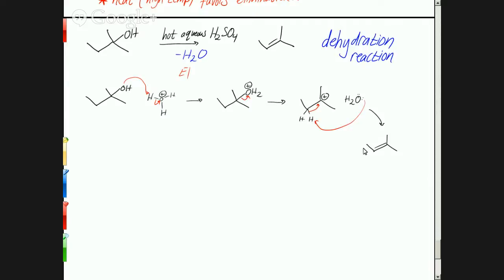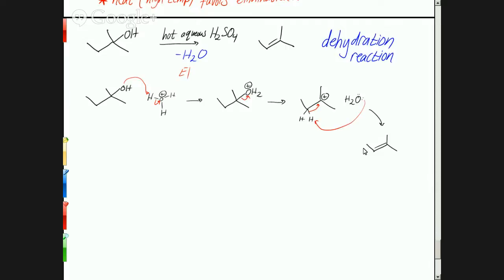So the only thing different about this from the other E1 reactions we've seen is that first step, when the OH has to get a hydrogen before it can fall off. So when you have a bad leaving group like that, sometimes you can make it into a good leaving group by giving it a hydrogen. And that's what happens here.